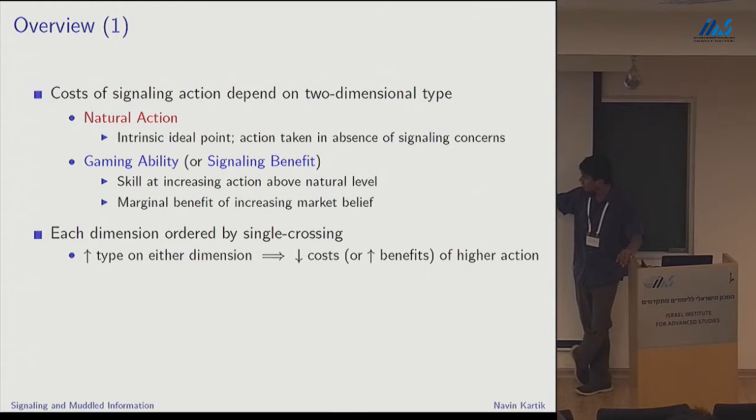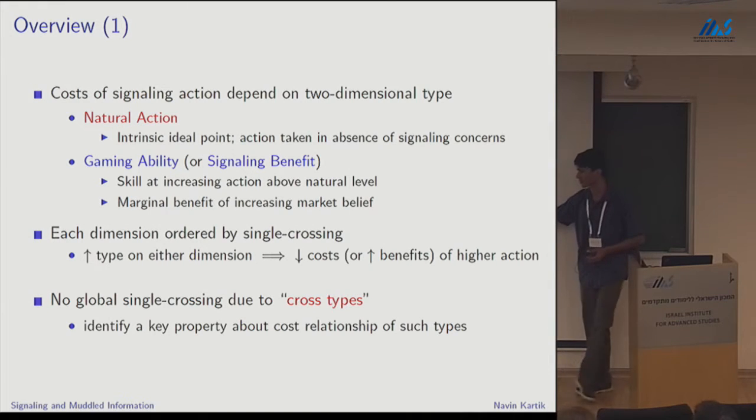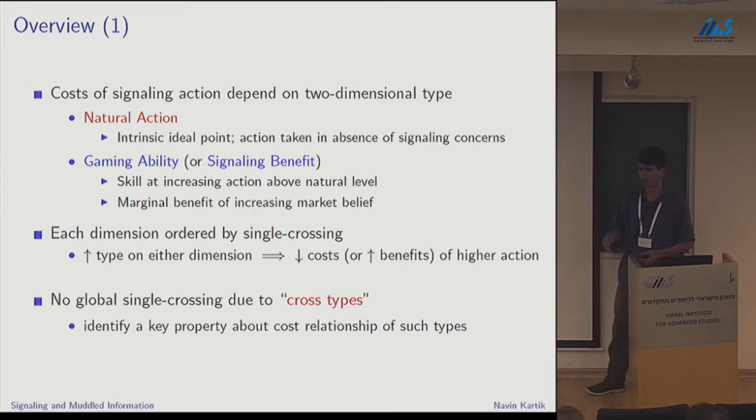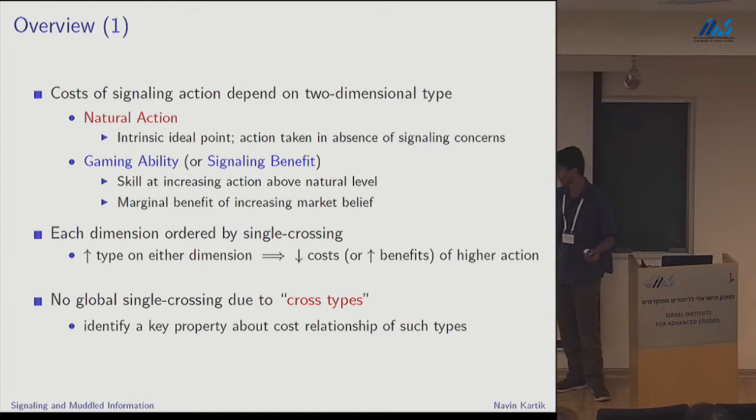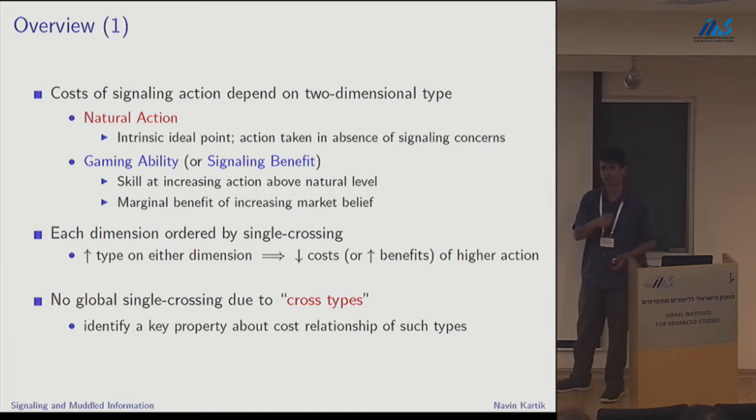Okay, so each dimension is going to be ordered by single crossing. And this means that if you have a higher type on either dimension, you're going to have either a lower marginal cost or a higher marginal benefit of taking higher actions. If you had homogeneity in one dimension and heterogeneity in the other, you're essentially back in standard models. So the key thing is going to be the interaction of the two, and in particular, there's going to be no global single crossing condition. Because there's generally going to be, depending on what the type space is, but in natural type spaces, cross types. And what I mean by cross types is someone who's high on one dimension and low on the other, compared to somebody else who's low on the first and high on the second.